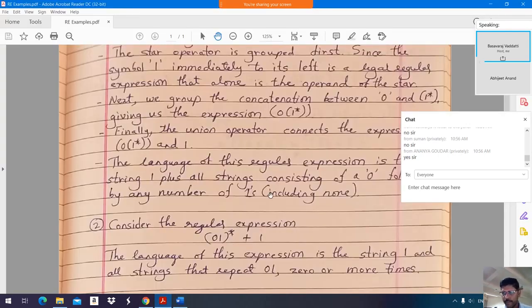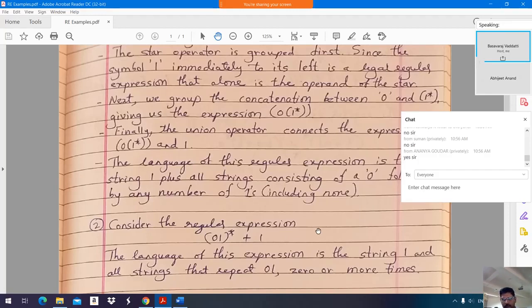Do you have any doubts why this language accepts epsilon? Is it clear why it accepts epsilon? Because if you put a 0 for the star, it is epsilon. Epsilon plus 1 means we can have an epsilon, or we can have a 1. That is a union. That is, epsilon is also part of this language.